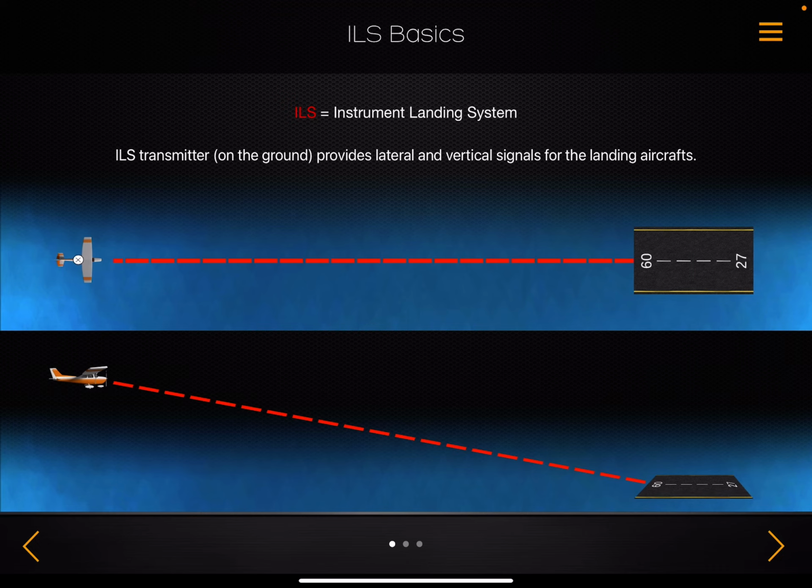Alright, so here's a visual depiction of an ILS basics. ILS stands for Instrument Landing System. The ILS transmitter on the ground provides lateral and vertical signals for the landing aircraft. You can see this is how an aircraft can get aligned with the runway and transition from flying in the clouds where they cannot see to where they can land on the runway.